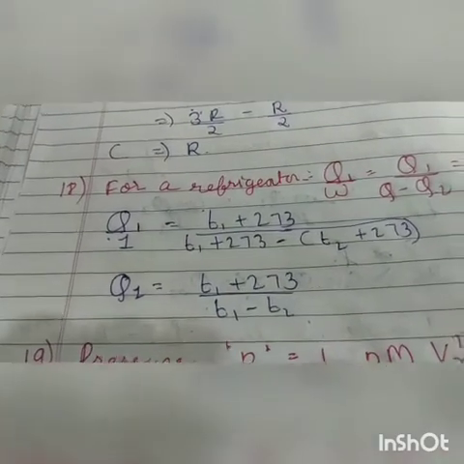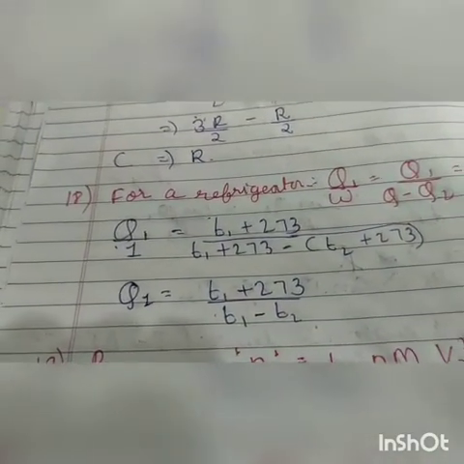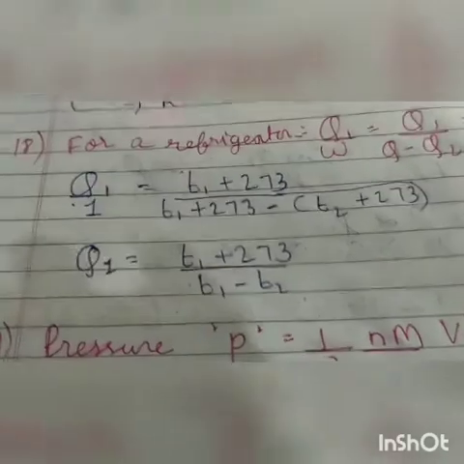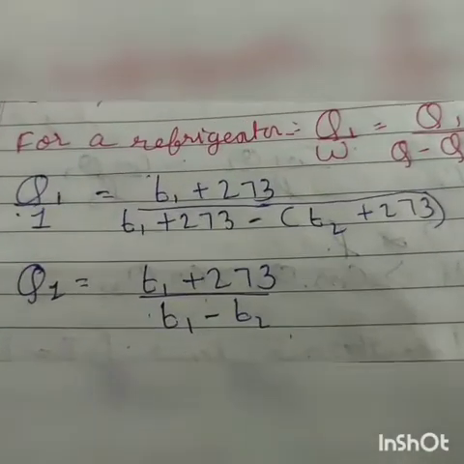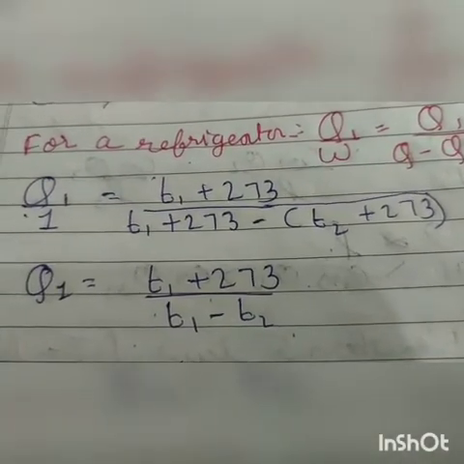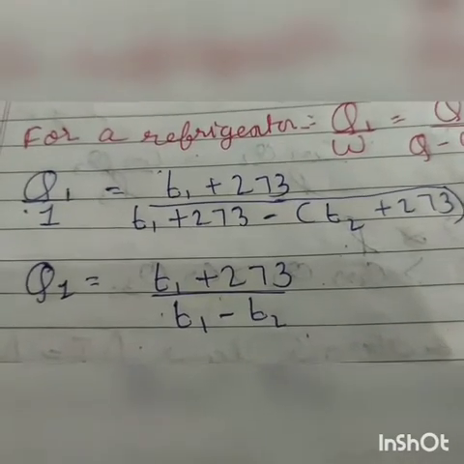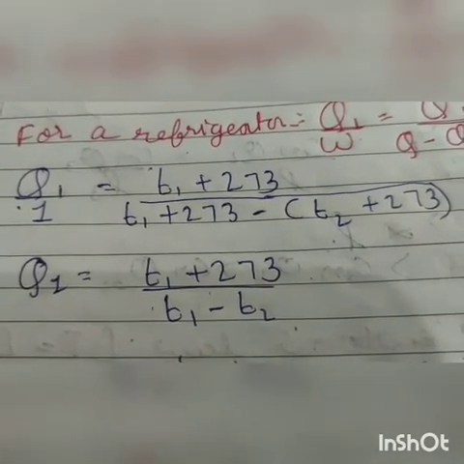So your Q1 by 1 is equal to T1 plus 273 by T1 plus 273 minus T2 plus 273. So it is Q1 is equal to T1 plus 273 by T1 minus T2. This is our correct option.